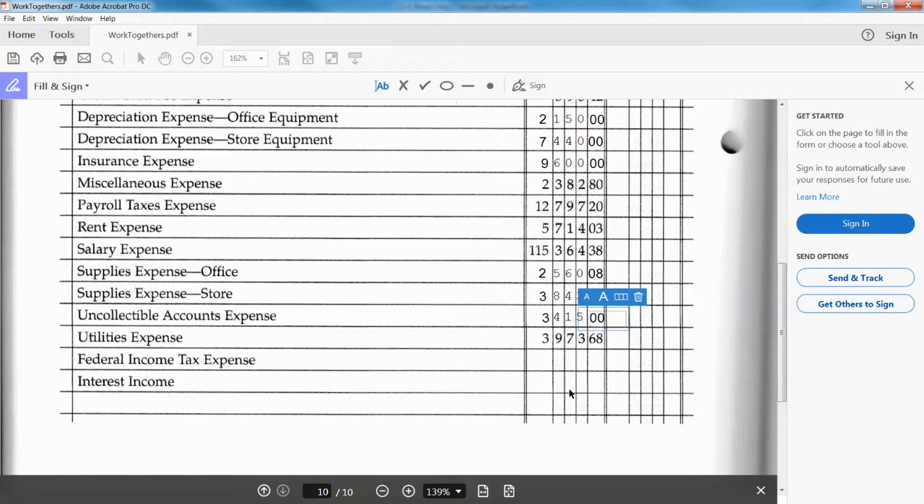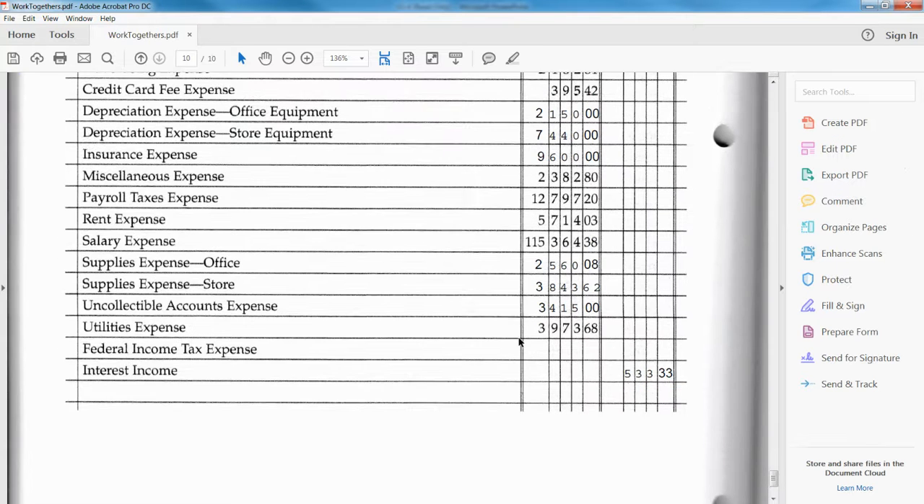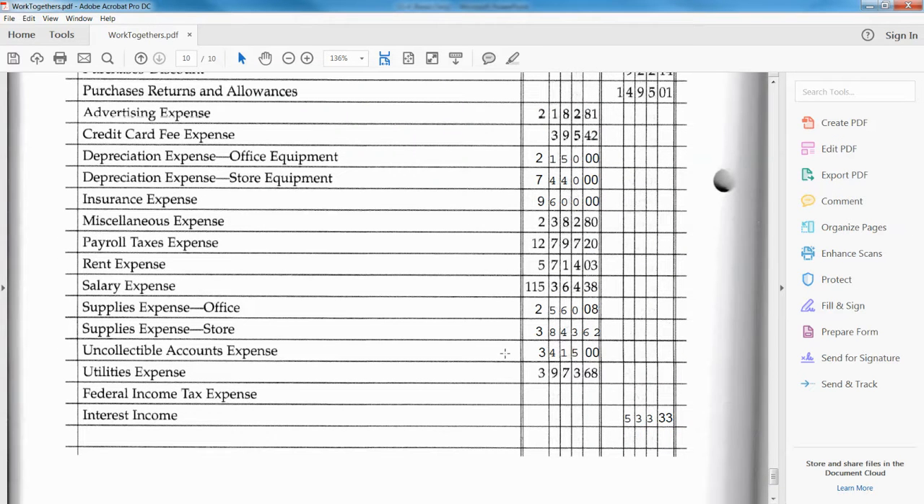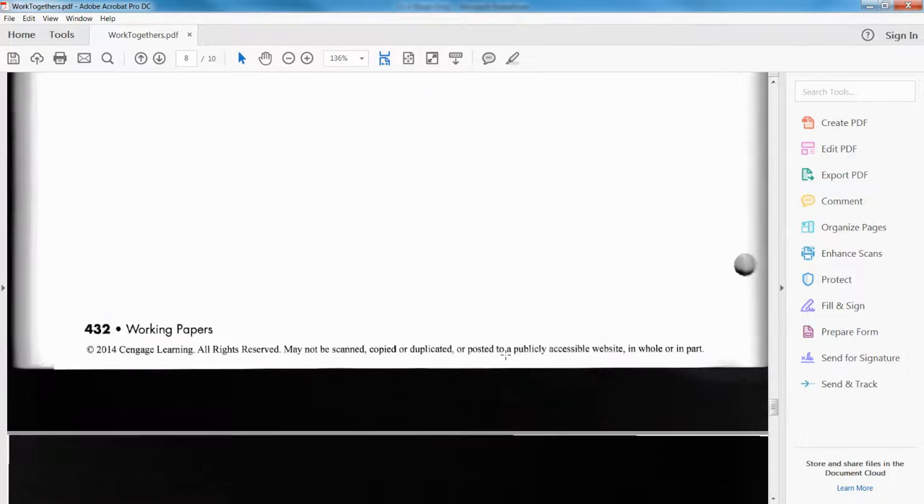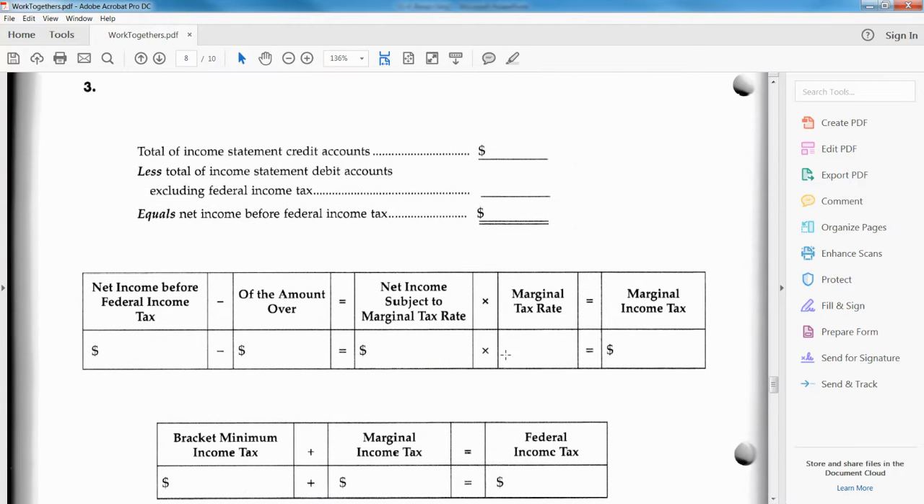Federal income tax expense we haven't figured out yet. And interest income is $533.33. So now that was step 2. And then it says, using the tax table shown in the chapter, calculate the federal income tax owed for the fiscal year. So I need to go back to page 432.